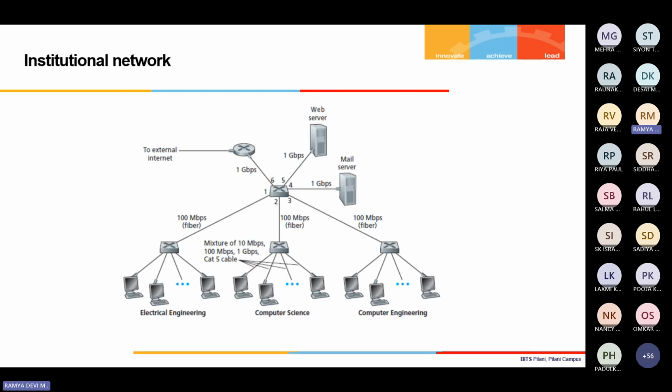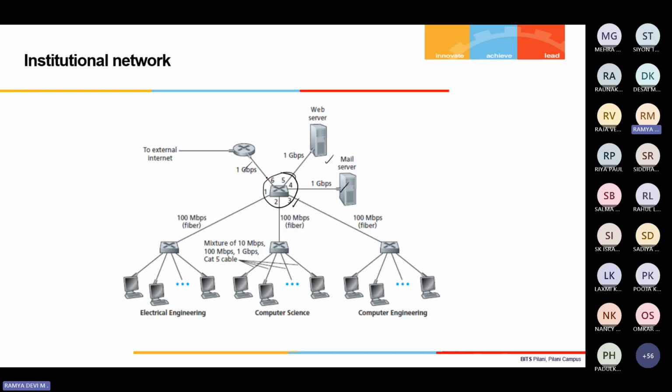So this is an example, a high level institutional network. Okay, at the core of the network, there will be a core switch. Okay, so this is actually the core switch that connects different departments. Here, 3 departments are connected: electrical engineering, computer science, and computer engineering are connected to the core switch. Even it is connected to the external internet as well as the servers.